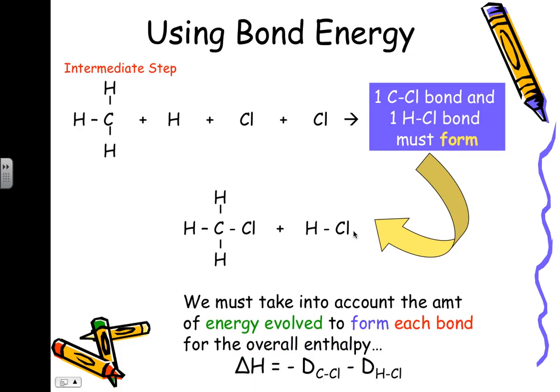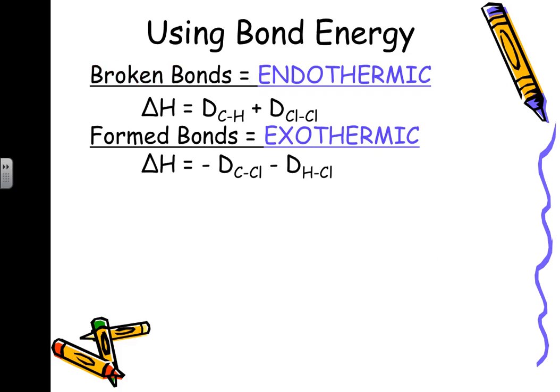So now, this is a secondary step. We must take into account the amount of energy evolved to form each bond. And so notice here we have the same symbols with the D's and the subscripts of the little bonds, but notice the negative signs. So is that endothermic or exothermic? Okay, following? Good.